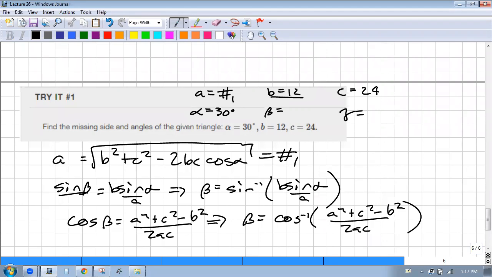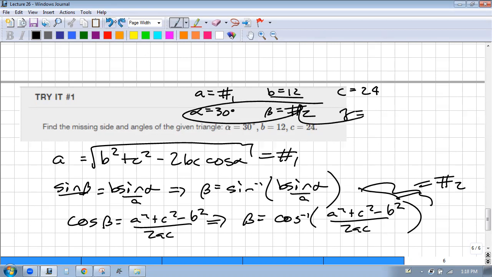All right. Once you have four pieces of information, you can use either the law of sines or the law of cosines. You get to use either one. It's when you only have three pieces of information that you're restricted, right? These are going to give you the same thing. Once you have two angles, you get the third because they add up to 180 degrees. Okay?